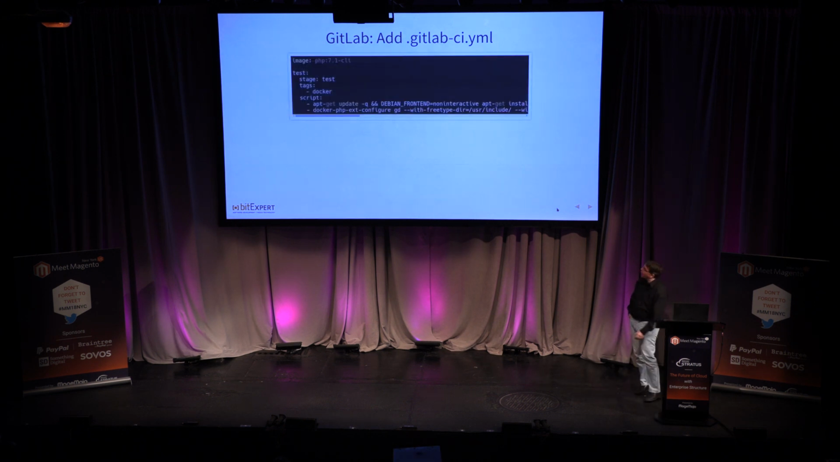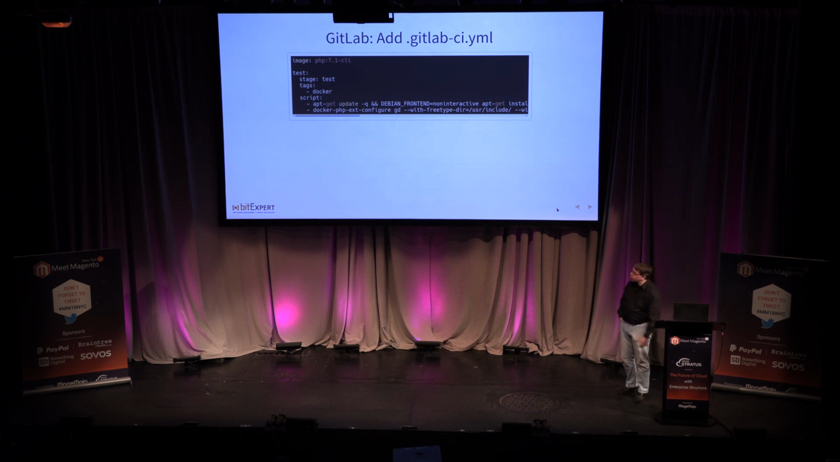Let's see. So, first of all, we define a base image to use. In this case, we use the PHP 7.1 CLI image. Then we define our test job, which would run in the test stage. You'll see later what that means. It's tagged with the tag Docker, which basically means that this will only run on a runner instance that also exposes this tag. So I can steer a bit where the stuff is run.